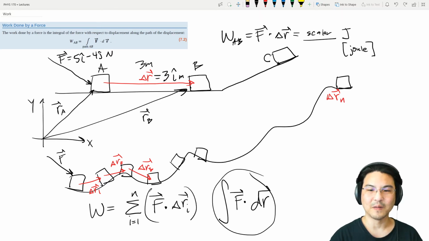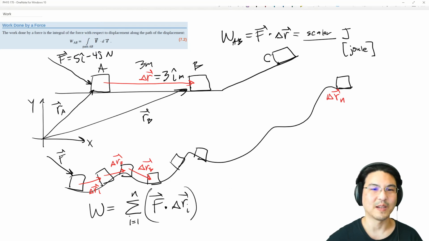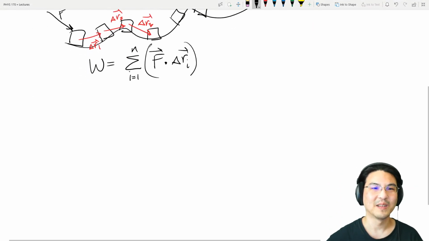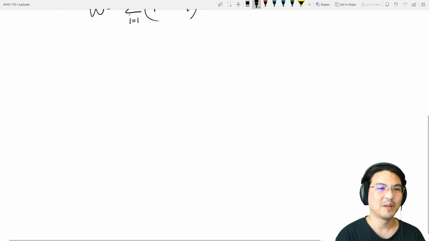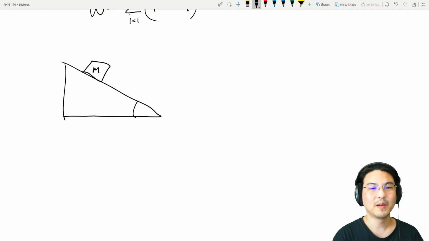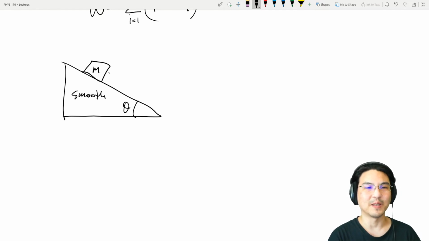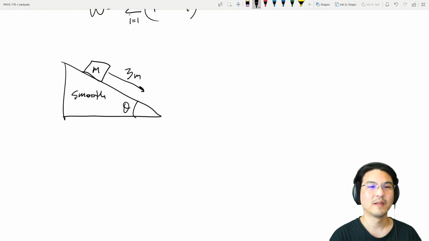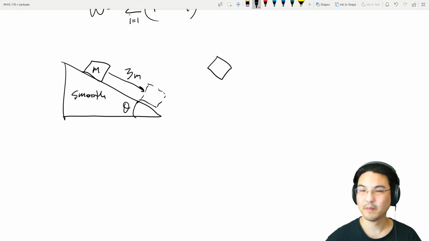Okay, now let's have maybe a simple example. Let's say there's a ramp, and then there's a block of mass m, and let's say it's smooth, and the block slides down 3 meters, to over here. What's the work done by gravity? Positive, negative? So here's the free body diagram.